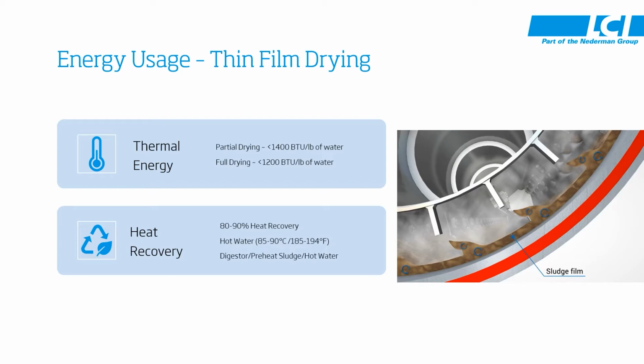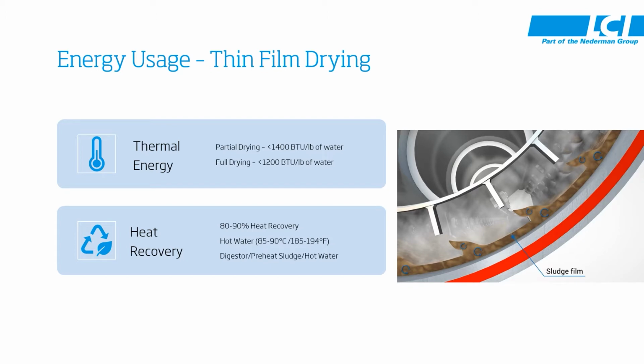The very thin film created by that rotor blade combination creates a very small distance for that heat to have to transfer, and it's also continually refreshing fresh sludge and moisture onto the inner heating jacket. So that creates a very efficient drying process.